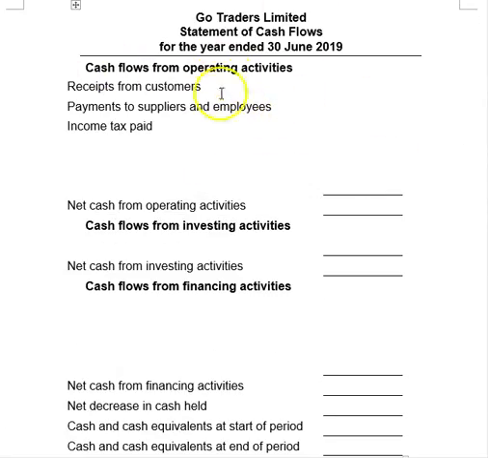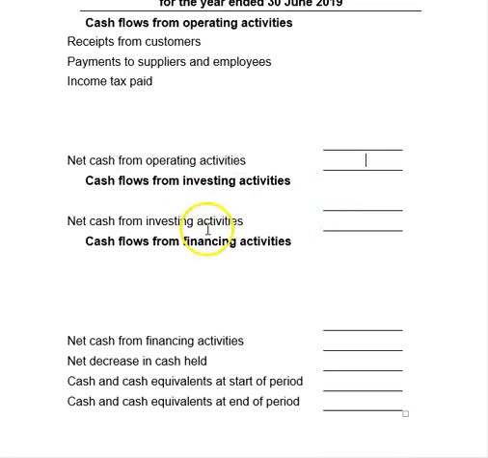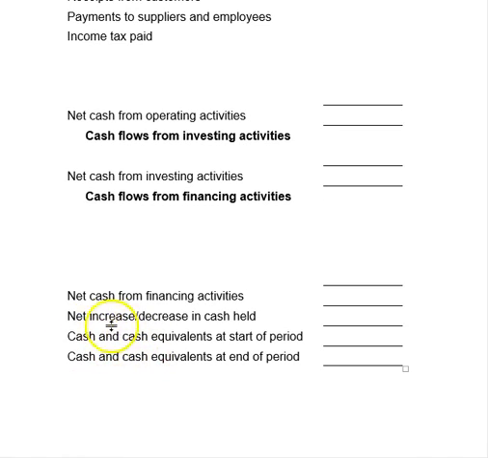Okay, we have cash flow from operating, and then we have cash flow from investing activities, and we have cash flow from financing activities. Okay, and then we will see whether we have a net increase or decrease in cash held, and then we will look at what is the cash and cash equivalent. Okay, how much is the cash and cash equivalent at the start of the period, and how much is the cash and cash equivalent at the end of the period.